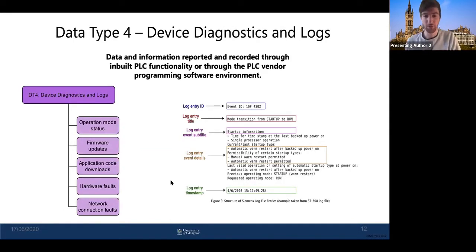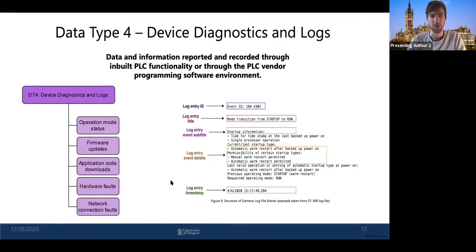Okay, and then last but certainly not least is device diagnostics and logs. So in the ICS world, logs are often dismissed as having little security or forensic value. Logs were designed to help engineers and operators debug plant faults in order to get the system back up and running. And so there's a lot of questions as to whether they really have much forensic or security utility.